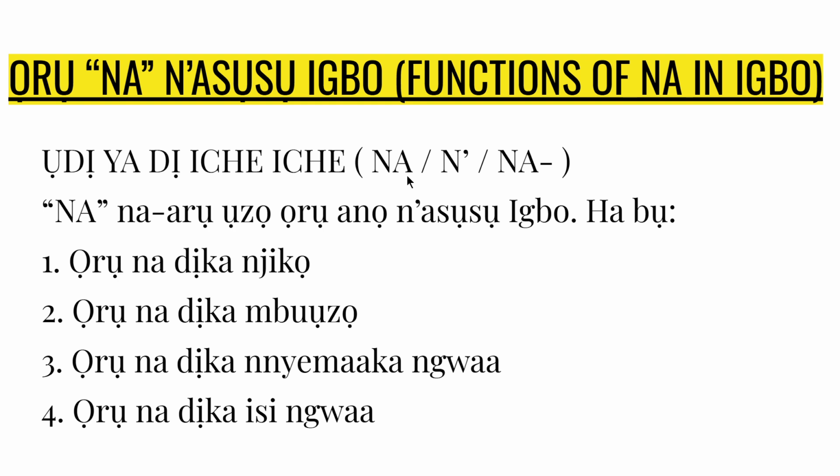And now we have 3 kinds of na. This one is na. This one is also na. This one is also na. So when you are speaking, you will just be saying na, na, na. Nobody will know what type of na you are talking about until you put them down into writing.